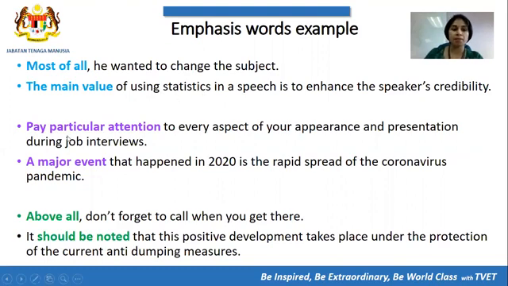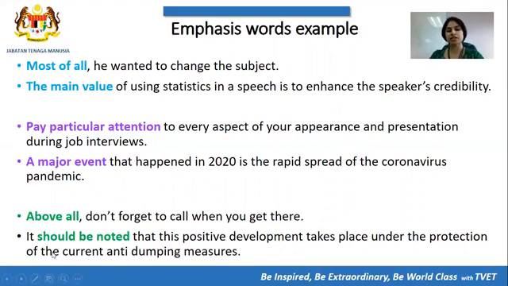Here, "Pay particular attention to every aspect of your appearance and presentation during job interviews." So here they want to highlight the aspect of appearance and your presentation during the interview. Next, "A major event that happened in 2020 is the rapid spread of the coronavirus pandemic." Next, "Above all, don't forget to call when you get there." So you are highlighting here, don't forget to call.